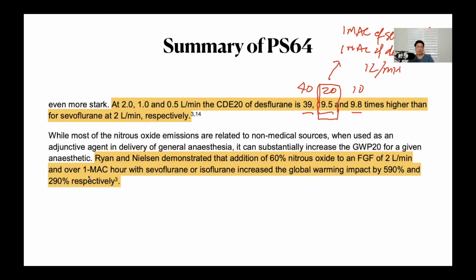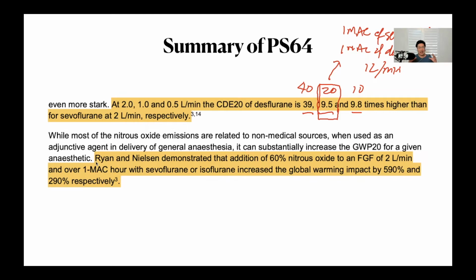And then the thing that they write is that Ryan and Nielsen demonstrated that addition of 60% nitrous to a fresh gas flow of 2 liters per minute over 1 MAC hour with sevoflurane or isoflurane increased the global warming impact by 590% and 290% respectively.